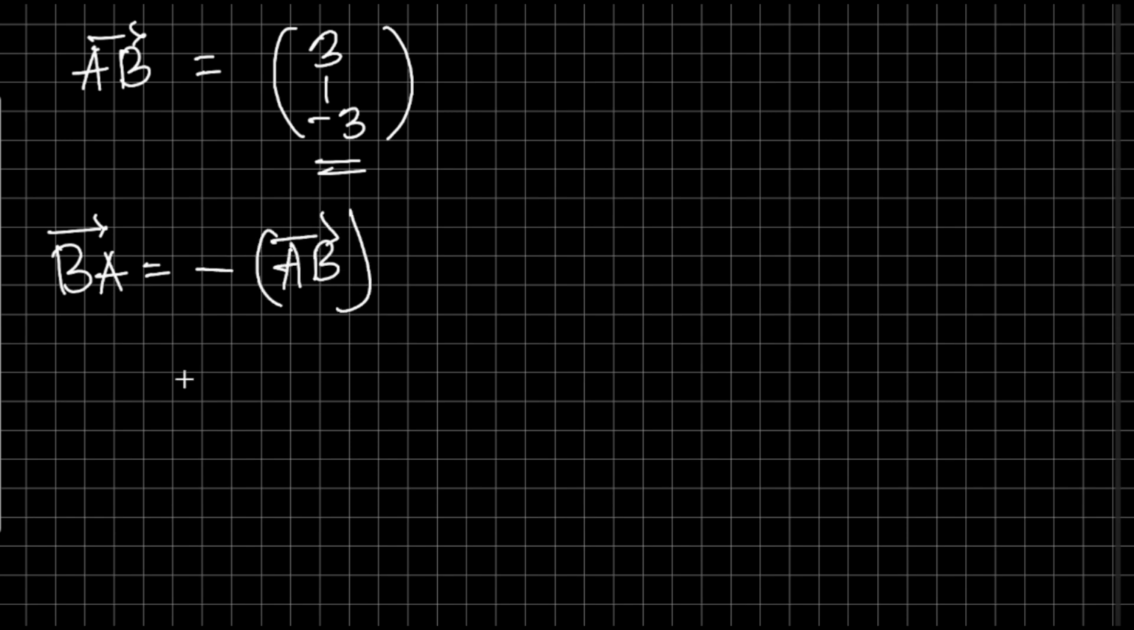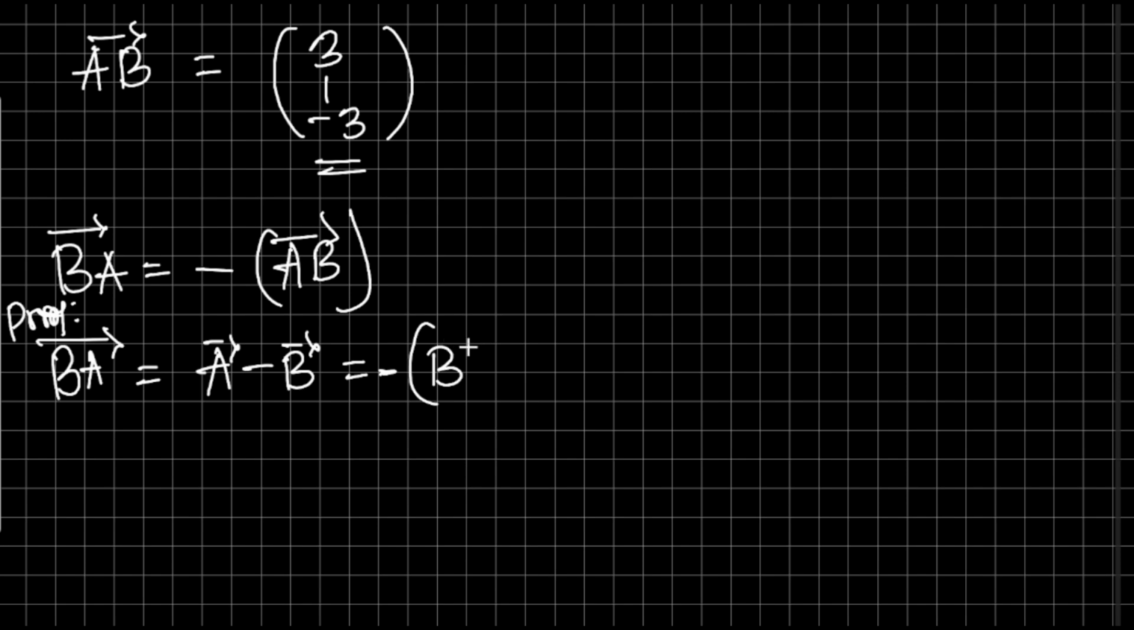Okay, let's find out. So you know that, proof. So let's say proof. So you know that BA is equal to A minus B, right? And this is the same thing as if you multiply it by minus. This is the same thing as minus. If you multiply by minus, if you interchange it, this is B minus A, okay, which is the same thing.